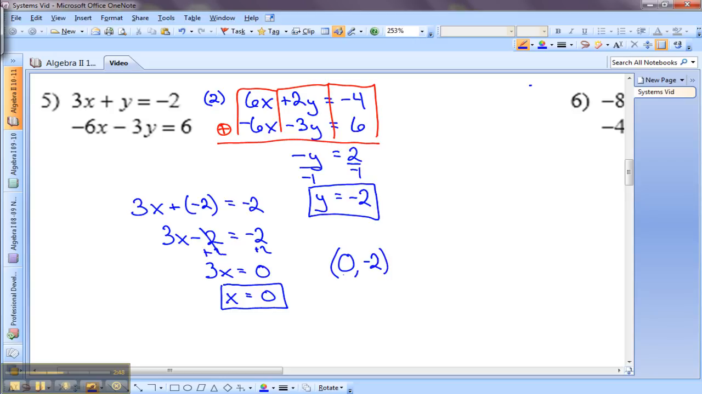So in number 5, since our coefficients were not the same for either of our sets of variables, we needed to change one equation to make them the same. We saw that 3 times 2 could give us our 6, like we had for our coefficient of x in the second equation. So we multiplied each term in the first equation by 2, which allowed us to add our equations to get rid of our x term.